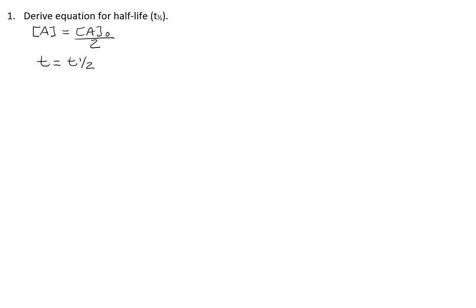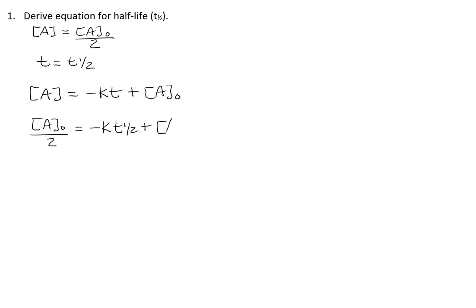So we'll substitute these two equations into our linear form of the equation for the zero order integrated rate law. So that is A equals minus kt plus A naught. We'll make the substitutions first and then clean it up. So for A, we have A naught over 2 equals negative k t 1/2 plus A naught.